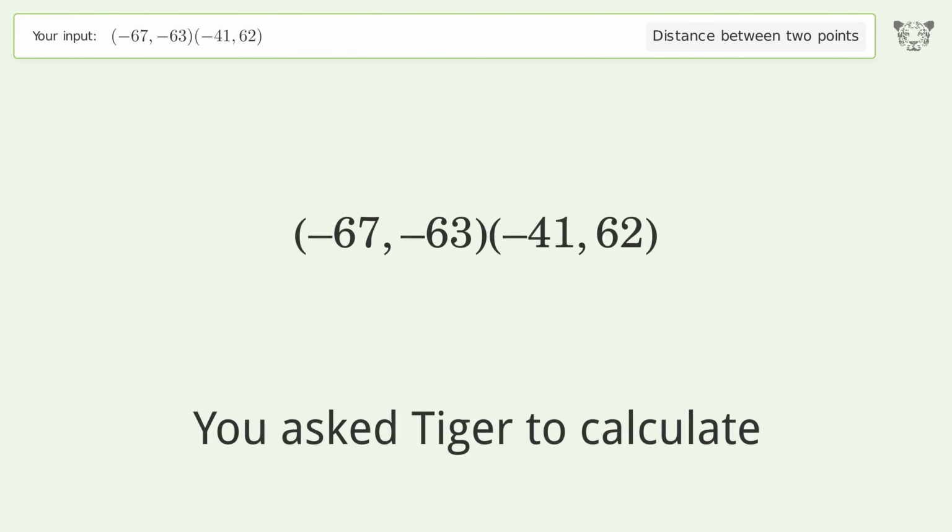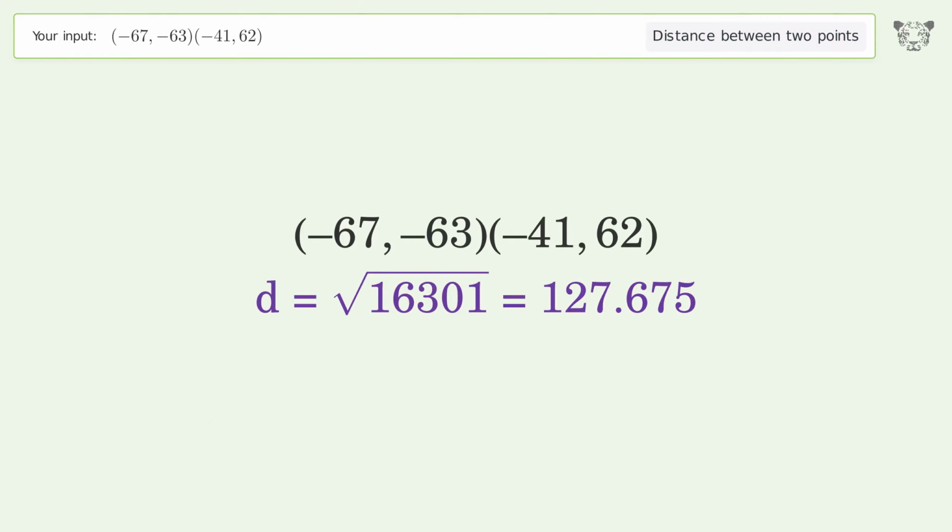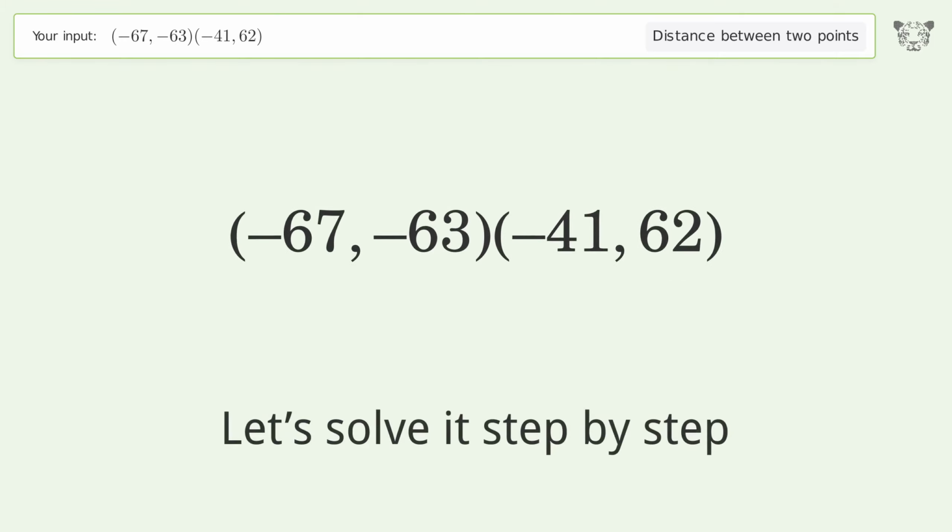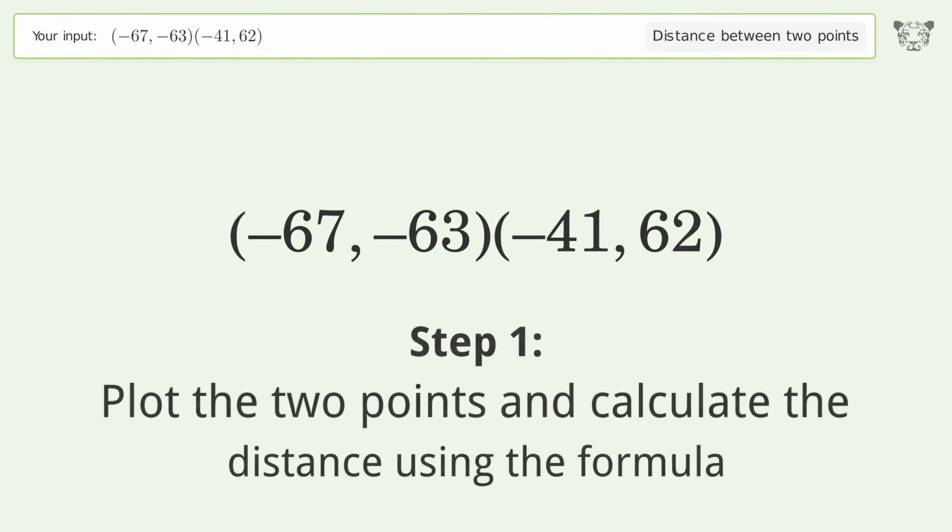You ask Tiger to calculate. This deals with the distance between 2 points. The distance between the 2 points is the square root of 16,301, or 127.675. Let's solve it step by step. Plot the 2 points and calculate the distance using the formula.